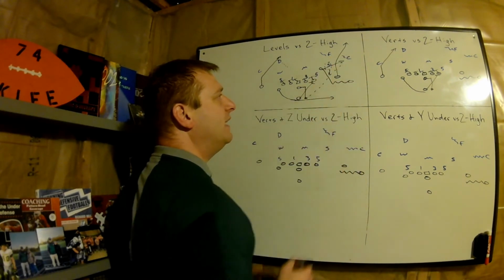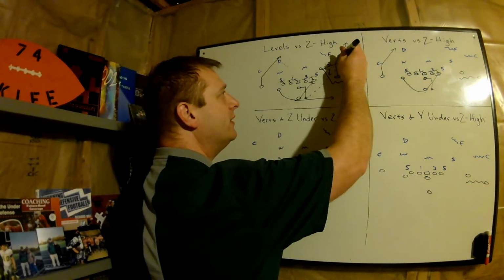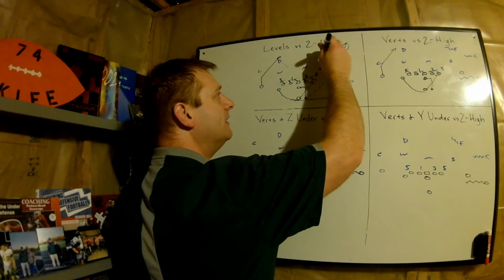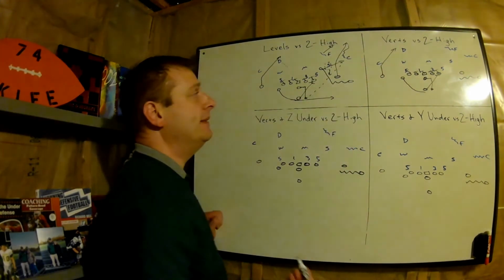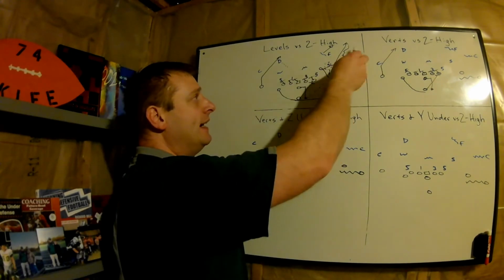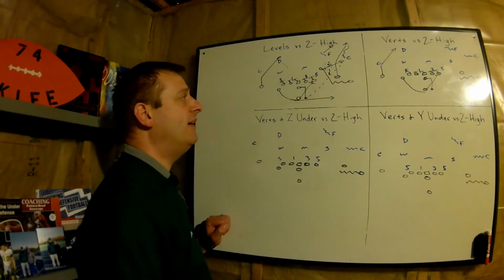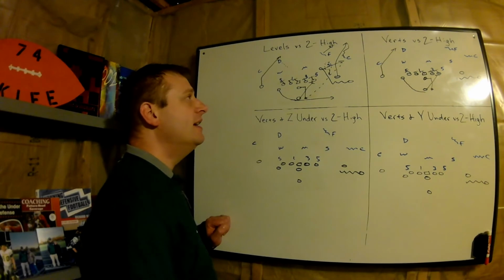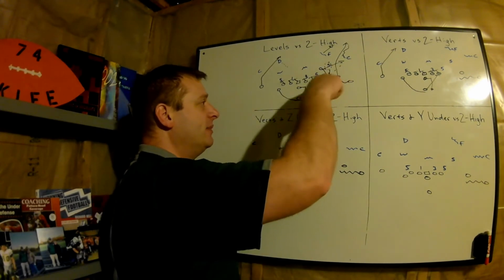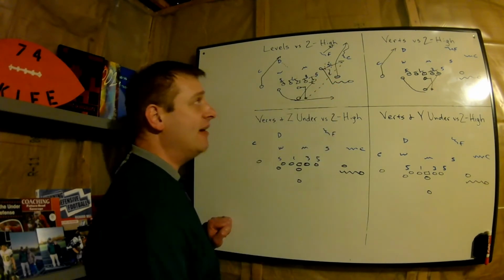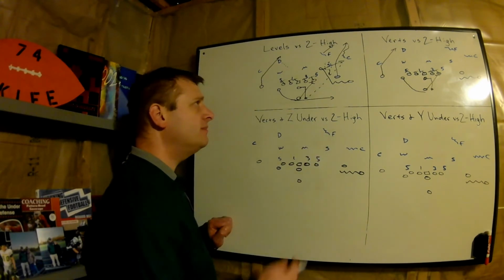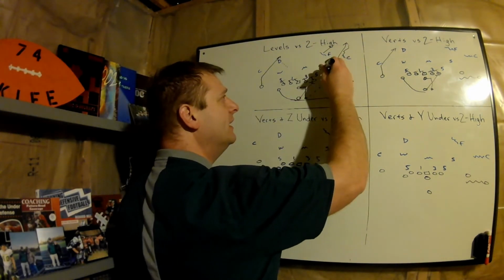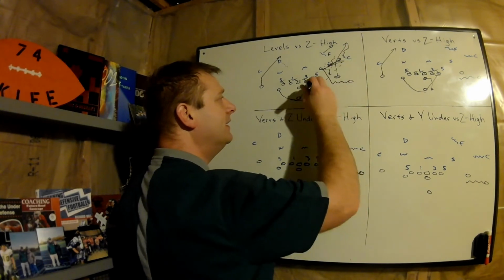throw the mid-level route over his head, because the corner, most likely, and the free, if this is a 2 high structure, they're probably working to inside outside leverage that deep route, and they're going to let the curl flat guy play the curl flat. Well, if he's stepping up and playing what really is the flat route, not the whole shot there, throw it over his head. If this guy sinks off, keep running the route deeper.